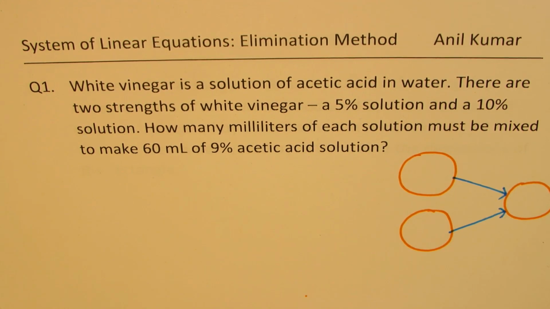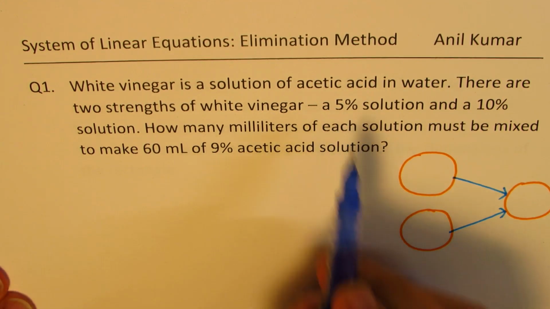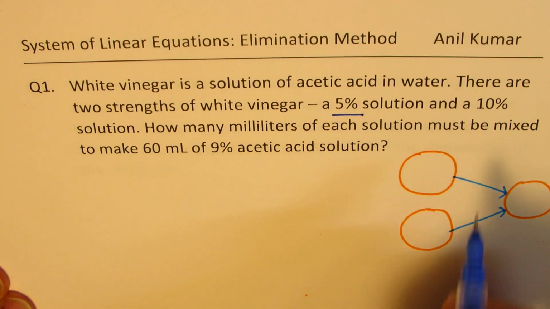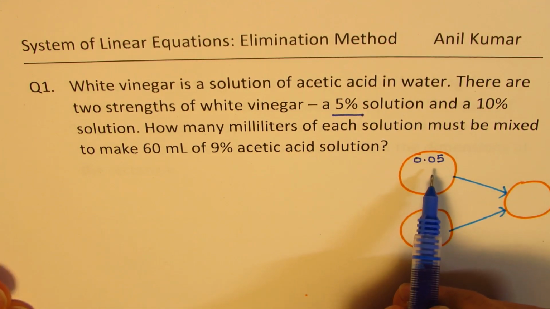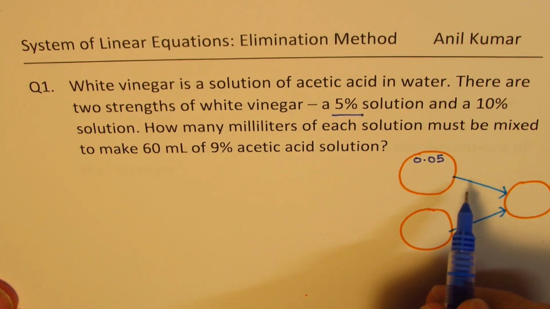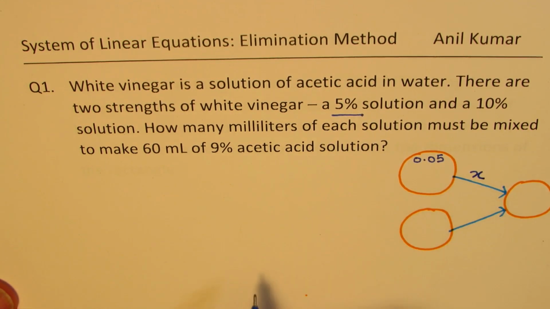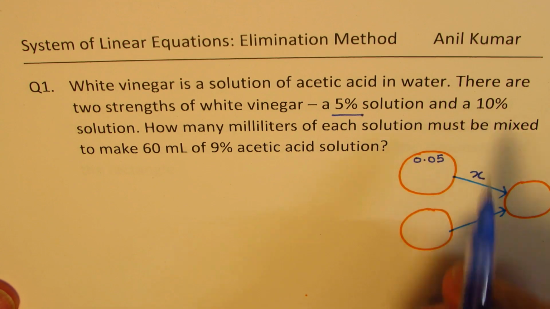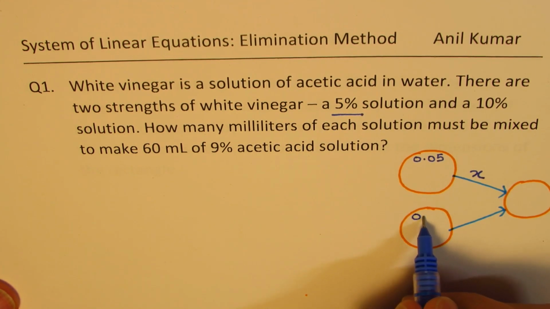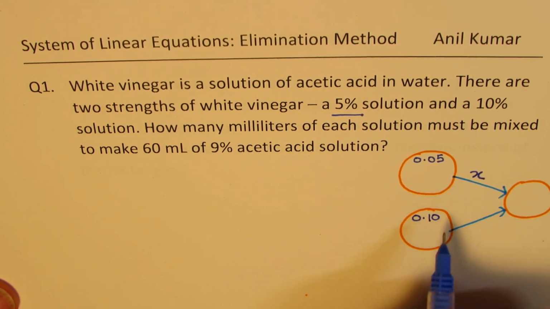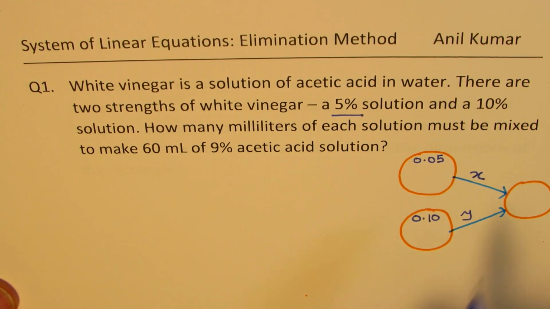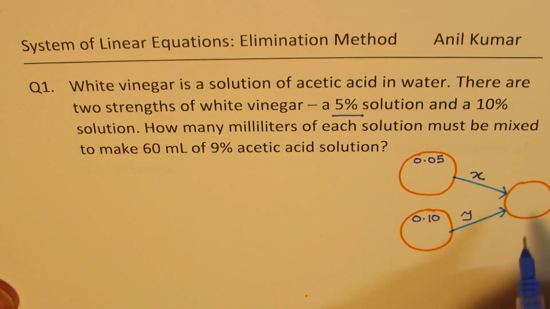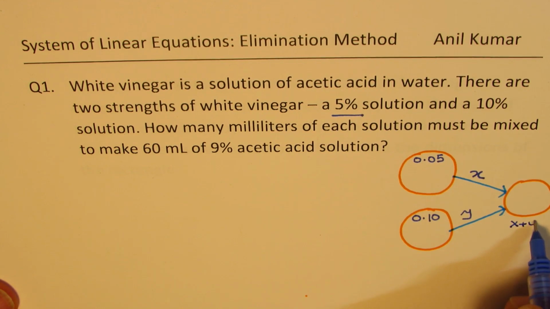The ones which we have are solutions which are 5%. So when I say 5%, it means 0.05 in decimals, right? So that is the strength. And let us say the quantity is X. For the other one, it is 10%, so 10% I'll write as 0.10. So percent being converted to decimals. Let us say Y of this is being mixed together. So what you get here is a quantity which is X plus Y.